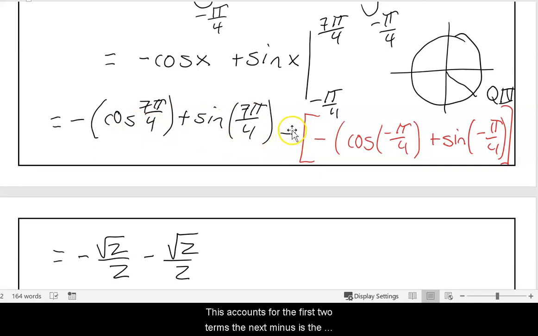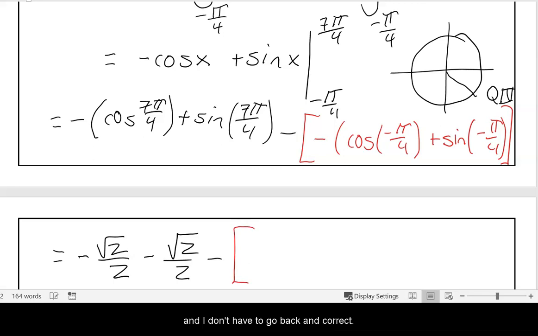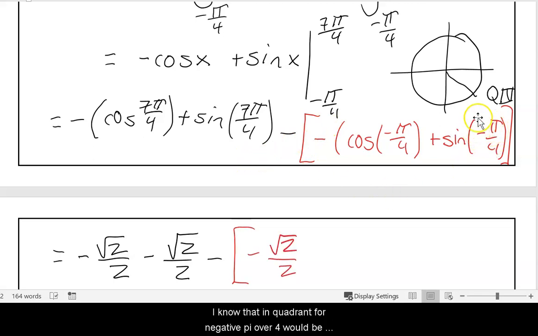The next minus is the one in front of the entire lower limit of integration plugged in. I tend to do mine in steps so that I don't make mistakes and I don't have to go back and correct. Thinking about this here, I know the cosine of negative pi over 4 is also in quadrant 4, so it gives me positive square root of 2 over 2, but the negative makes it negative square root of 2 over 2. I know that in quadrant 4, sine of negative pi over 4 would be negative square root of 2 over 2.